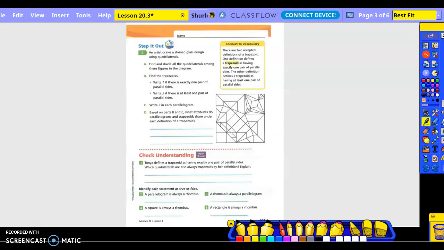Step it out. An artist draws a stained glass design using quadrilaterals. So there are two accepted definitions of a trapezoid. One definition defines a trapezoid as having exactly one pair of parallel sides. The other definition defines the trapezoid as having at least one pair of parallel sides. Okay? So find and shade all the quadrilaterals among these figures in the diagram. So basically, it has to have what? 4 sides, right? Okay.